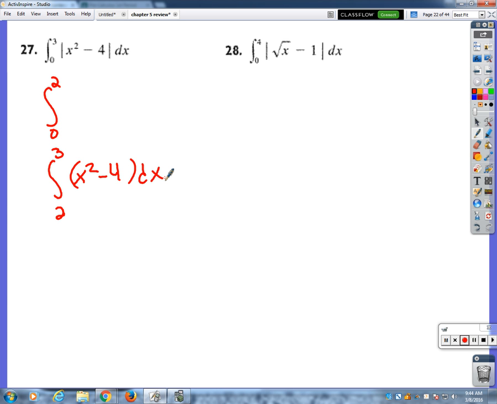But from 0 to 2, what does it behave like? We just switch everything around, so it's negative x squared plus 4. Let's check. If I put 0 into here, I would get 0 minus 4 is negative 4, and the absolute value of that is 4. If I put 0 into here, I would get 4, so that matches. If I put in 1, that would give me negative 3, which is 3. So you just switch around the things. You just have to do those as 2 separate integrals and then add your results.